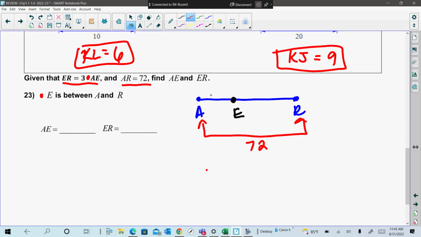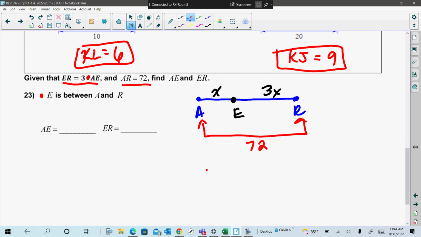So I know I can put the whole segment as 72. But to give a representation of the relationship between ER and AE, whenever I don't have a value or a measurement, I start off with a variable to represent that. So I know ER is the bigger part because it's 3 times AE, and I don't know what AE is, so I'm going to put an X to represent AE. So I'll put a variable X between A and E. So for ER, I need to show 3 times AE. So what symbol would that be? Yeah, 3x. Okay.